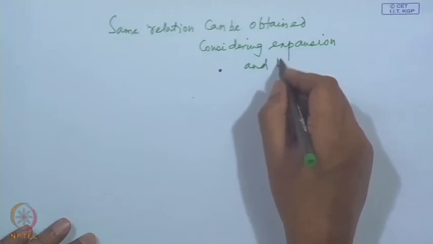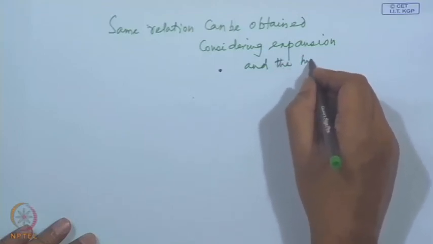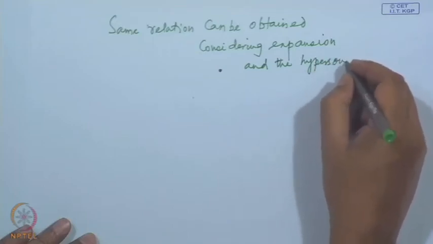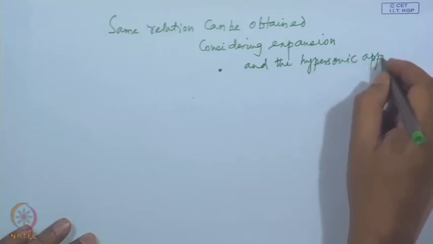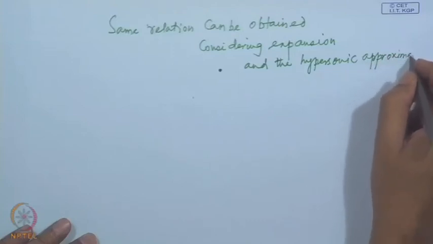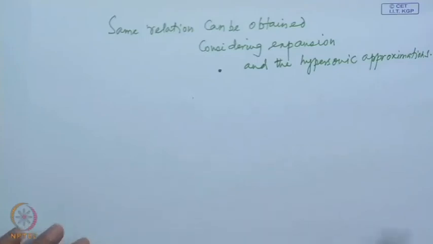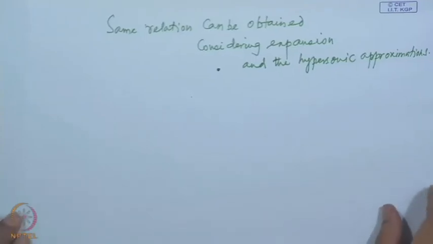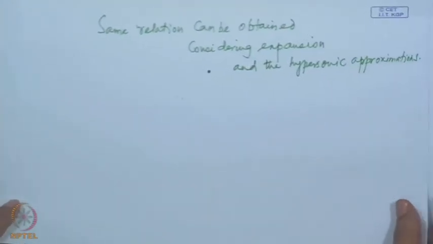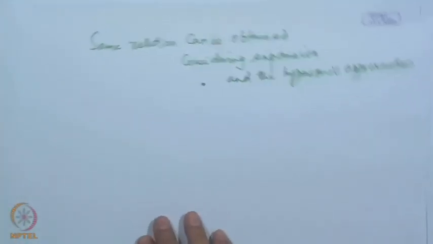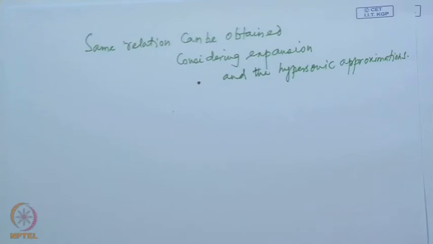The similar approximations, and the hypersonic approximations. However, we will not repeat that process. So, to summarize, we have obtained a hypersonic similarity rule without considering the hypersonic flow governing equations and boundary conditions, but by a qualitative consideration of the general feature of hypersonic flow.